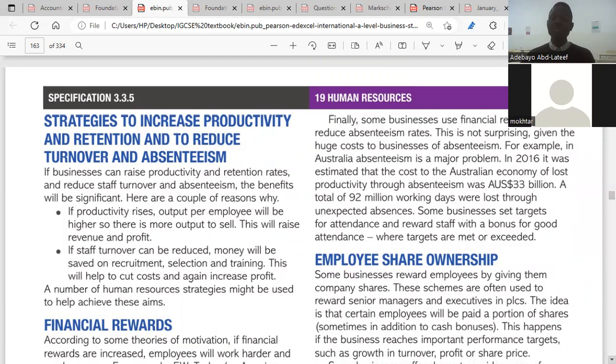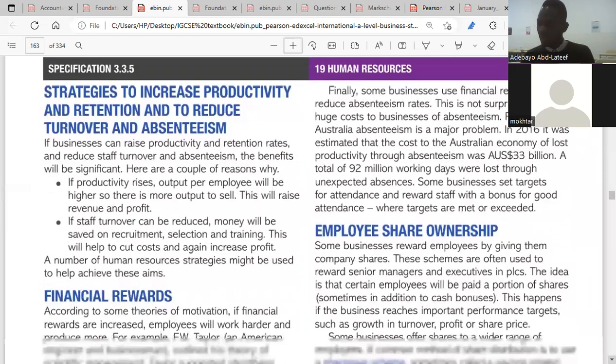So what does a firm need to do? How do firms improve labor retention and improve productivity? And how can they reduce high labor turnover and high absenteeism? That is what we need to talk about here.